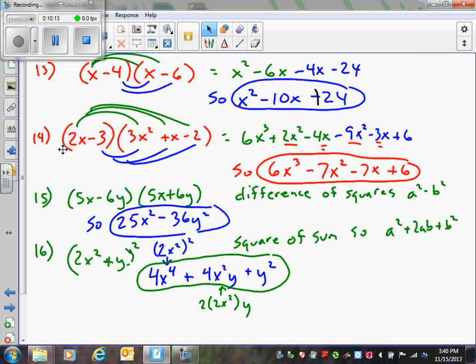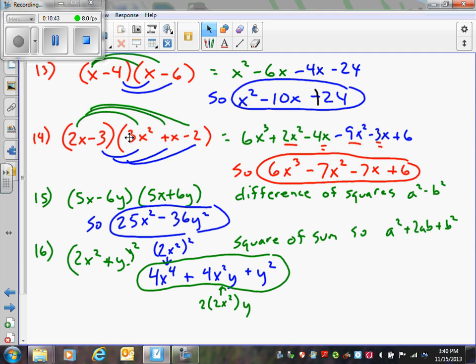All right. Number 14, we have 2x minus 3, binomial. We're multiplying it by the trinomial 3x squared plus x minus 2. This is a trinomial, so we can't use FOIL, but we got 2 terms and we got 3 terms. 2 times 3 should have 6 terms over here. 2x times 3x squared is 6x cubed. 2x times x is plus 2x squared, and 2x times minus 2 is minus 4x.